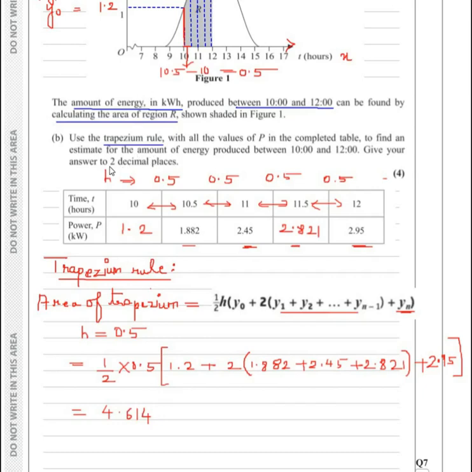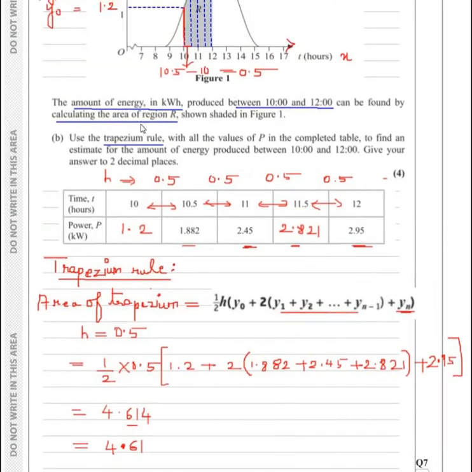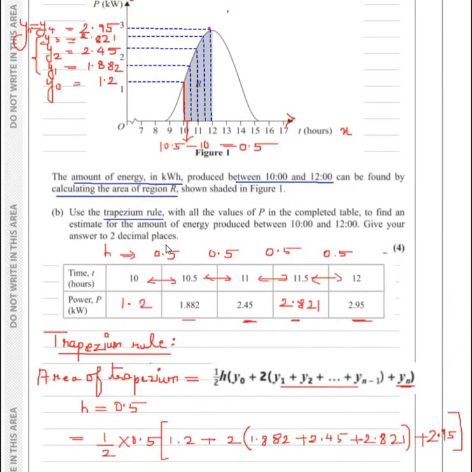And they want us to 2 decimal places. So here you can just write it as 4.61. This is the answer we get, and the amount of energy is in kilowatt hours. So 4.61 kilowatt hours. This gives you the amount of energy produced. This is the answer for part B of the 7th question.